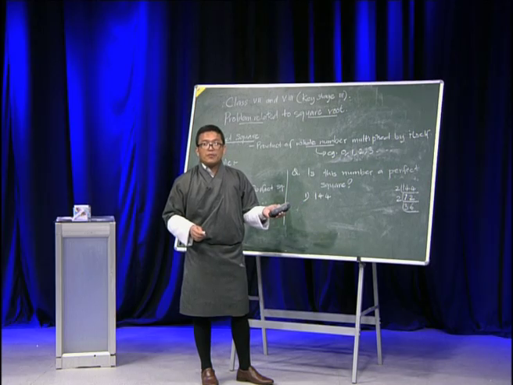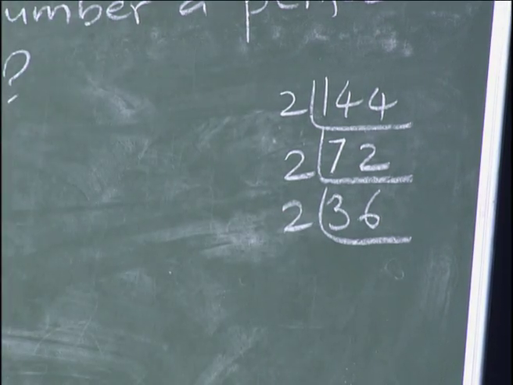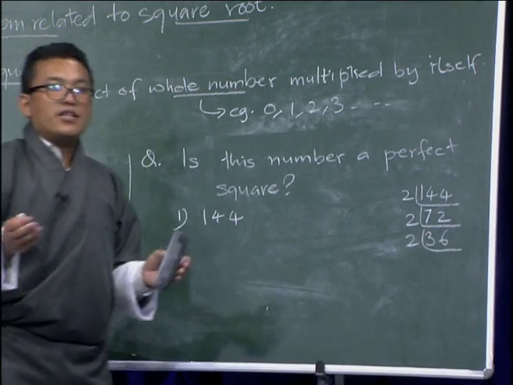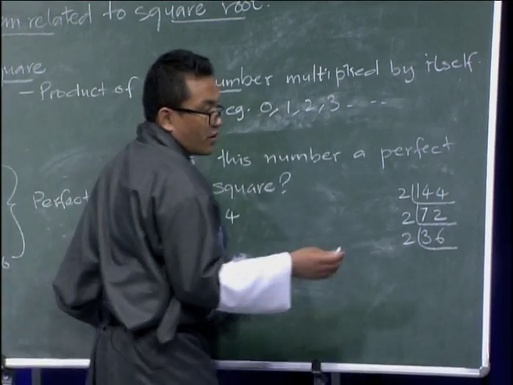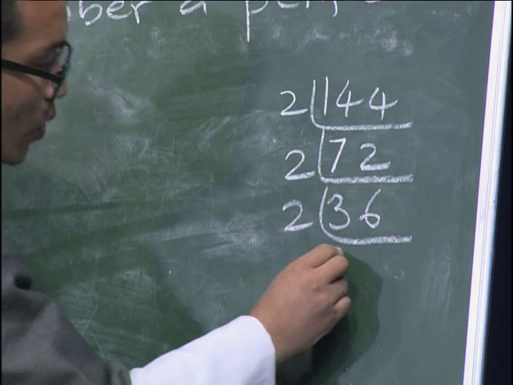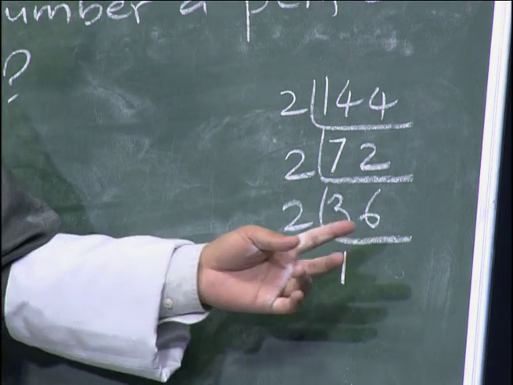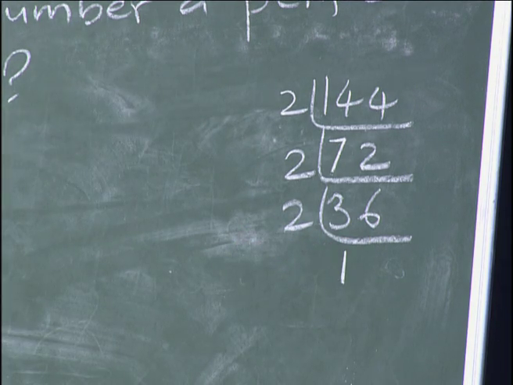Still, I have an even number in the ones place, so I'll take 2 again to divide this number. 2, how many times is 36? If you don't know how to divide 36 directly, let's take the number digit by digit. 2, how many times is 3? 1 time. 2 ones are 2. Now I have 1 remaining in the tens place and 6 in the ones place, together it is 16. 2, how many times is 16? 8 times.